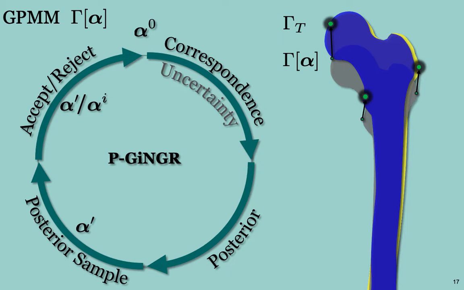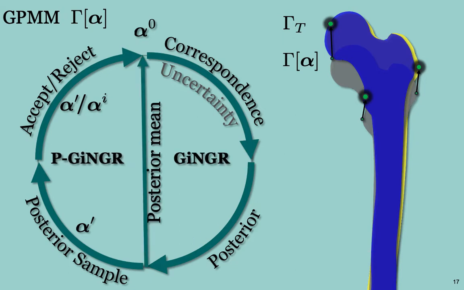Now you might ask, if this is P-Ginger, what is Ginger? Well, the main difference is that Ginger takes deterministic steps, and so instead of taking a random sample from the posterior model, we use the posterior mean in Ginger. Additionally, we also do not evaluate if the sample should be accepted or rejected, but it's always accepted.